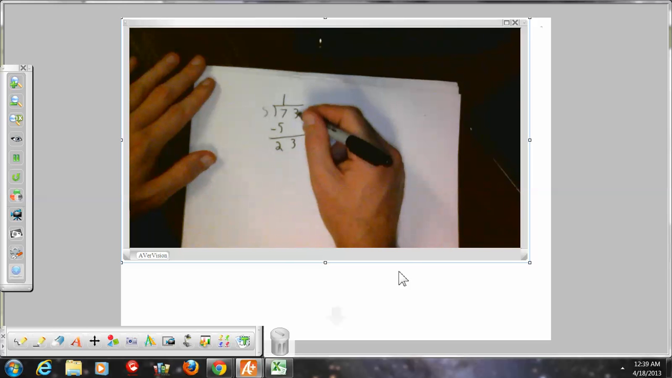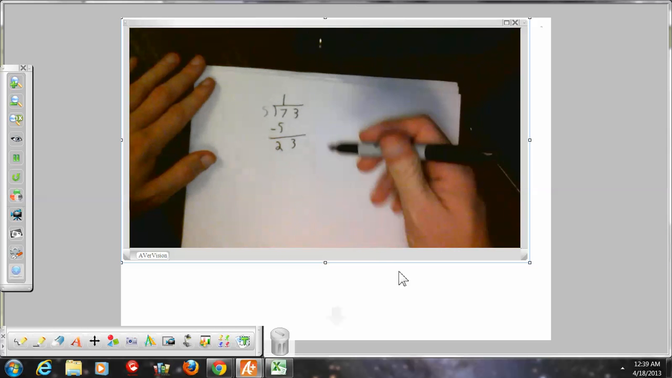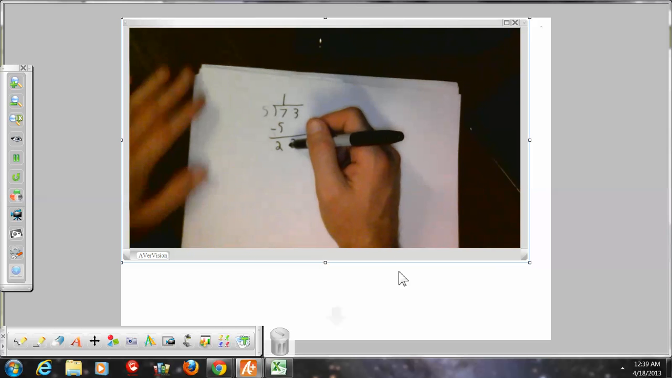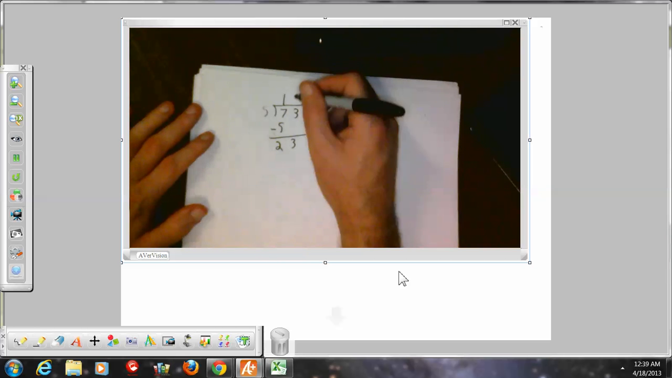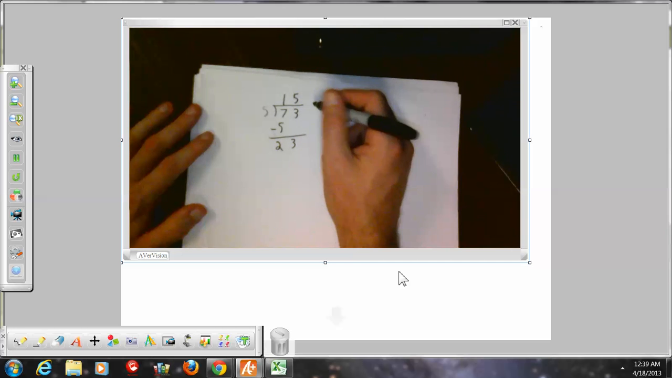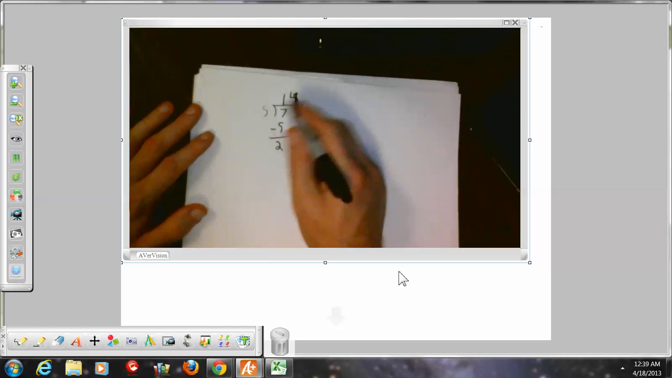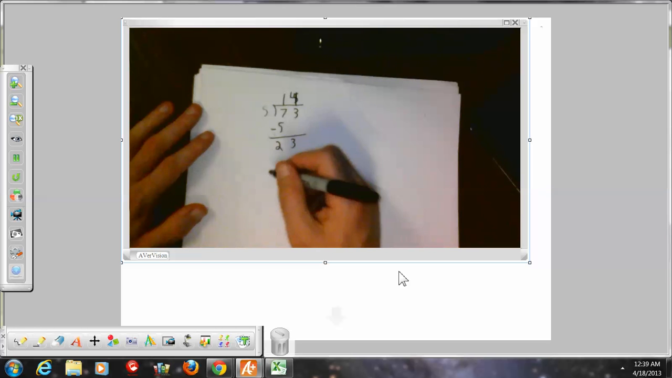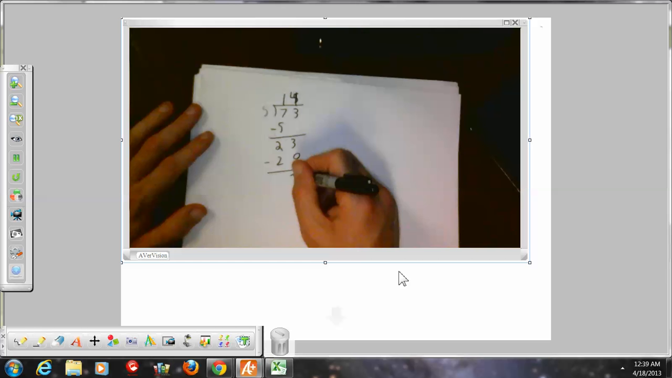And I can bring down the 3, or I can put a 0 there, and 0 plus 3 is 3. And I start over again. 5 goes into 23 four times. 5 times 4 is 20. But I'm subtracting, so I flip the sign and do minus 20. And I subtract to get 3. Now, 5 cannot go into 3.